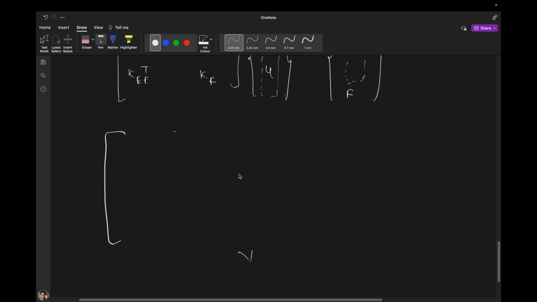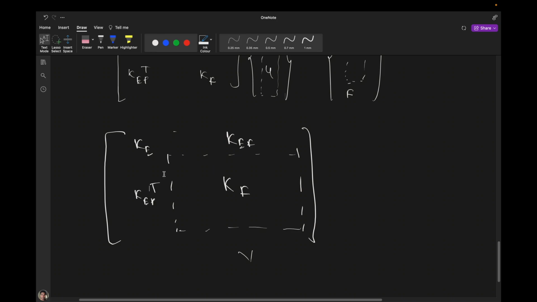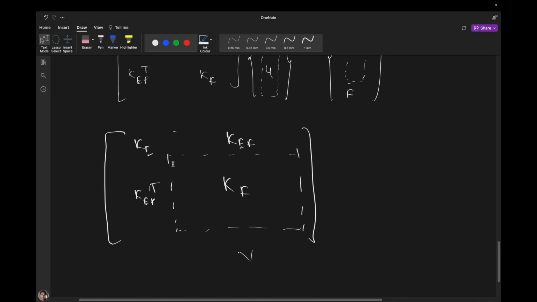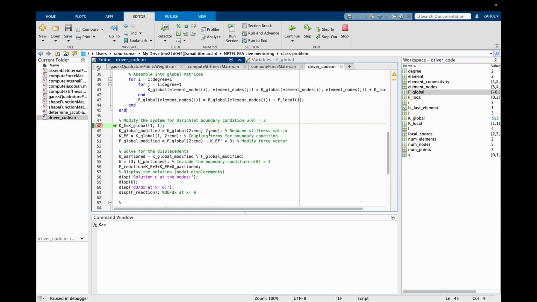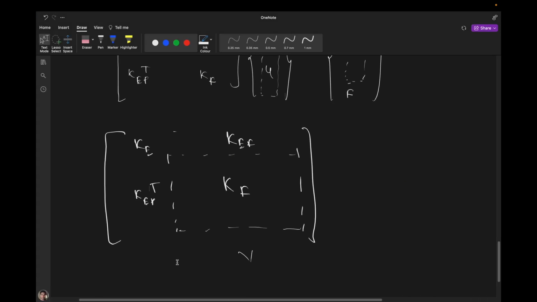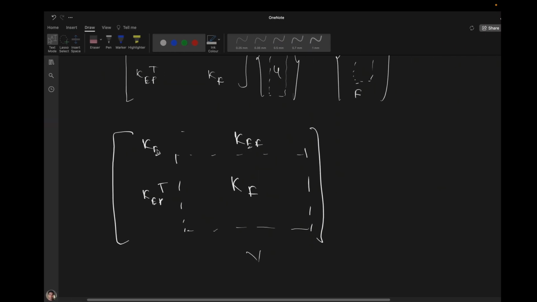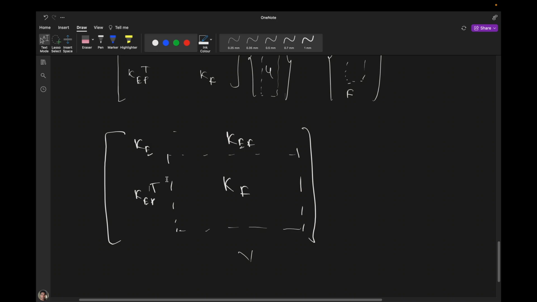What I'm trying to convey is, this was Ke, and this was the partitioned part. This whole part is nothing but the KF. This was KEF, and this part was KEF transpose. So here you will see that K global is nothing but the 2 to whole end, and the column was also 2 to whole end, and KEF was nothing but the 1 to whole end.